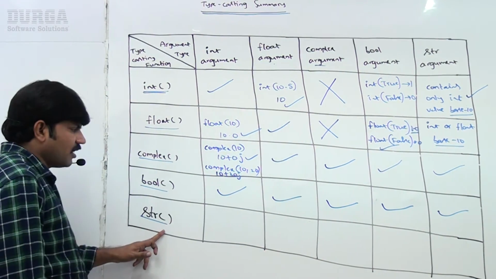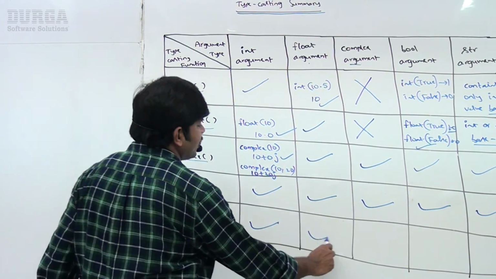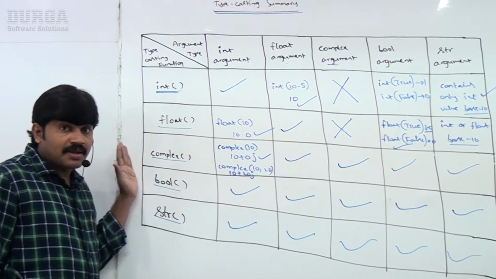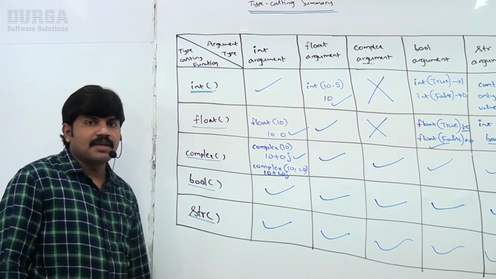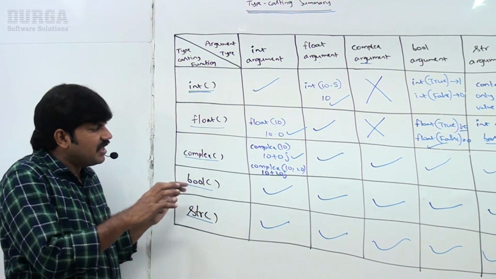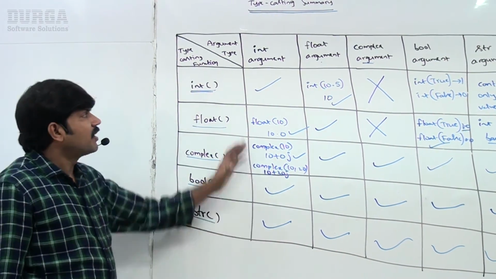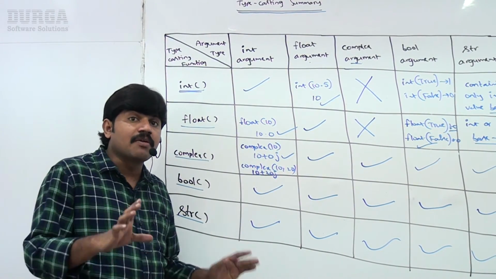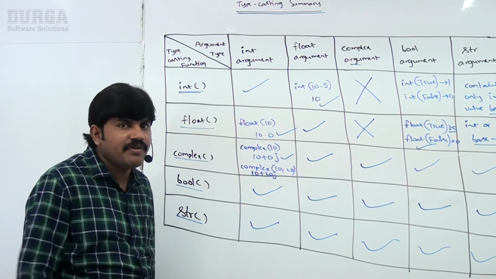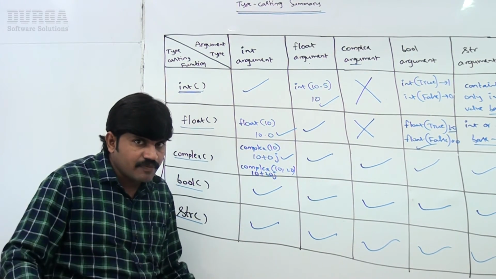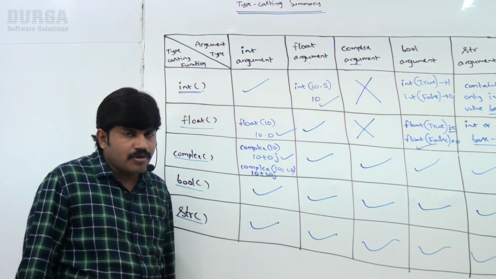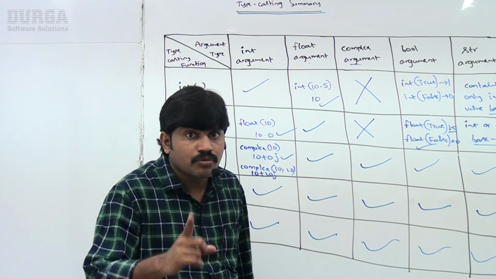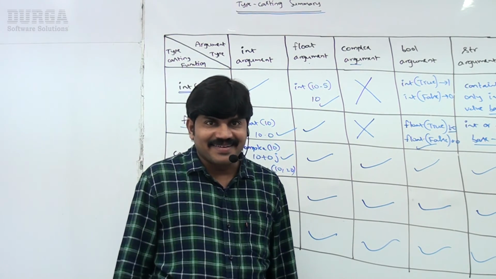Next, str. You can convert any type to str, no problem at all. Are you getting it? This is a small summary of what you should be aware of about typecasting functions. Complex numbers we are not required to worry about that much because we will not use them frequently in our coding, but having awareness is always recommended. Clear for all of you, right? If anyone asks about Python typecasting functions, you should be in a position to explain with an example. Clear, right?